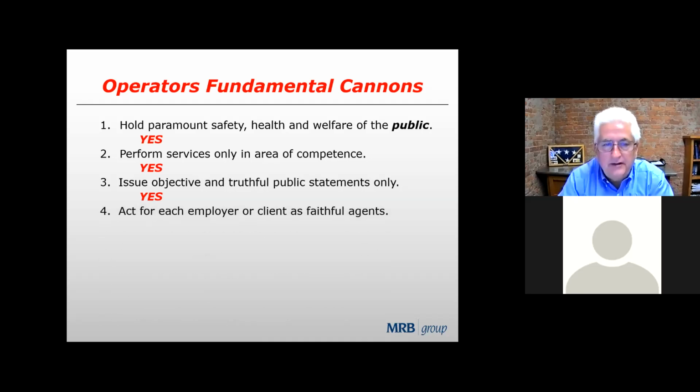Act for each employer or client as faithful agents. So you have an employer. It might be the town, or the village, or some other municipal government. But you're also treating the client. The client is your town resident, your village resident, people, businesses. So you have a lot of clients and a lot of employers, and you have to work as a faithful agent of them. But again, go back to number one, hold paramount the safety, health, and welfare of the public.